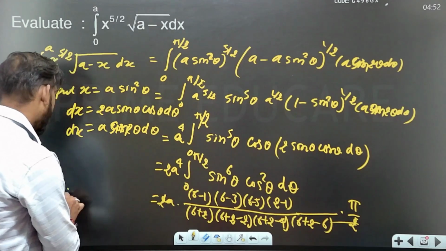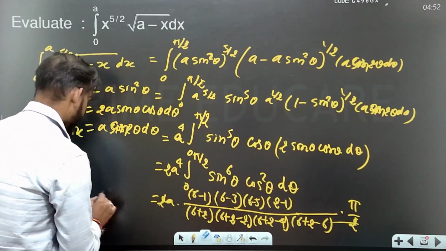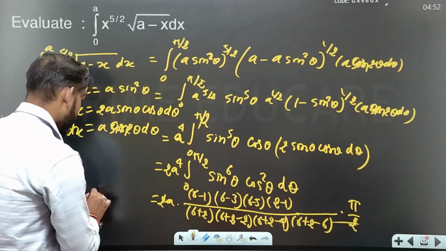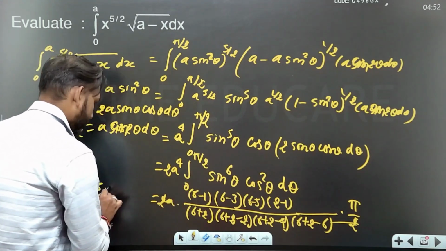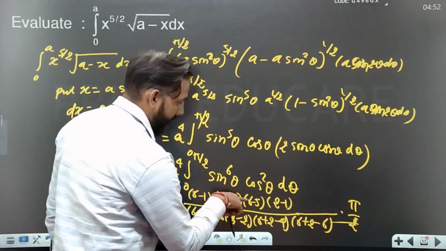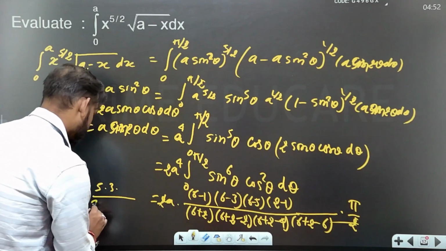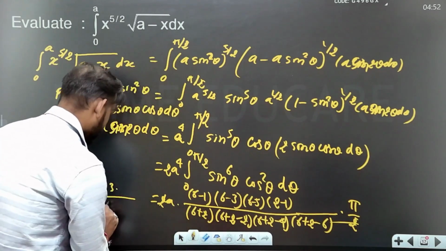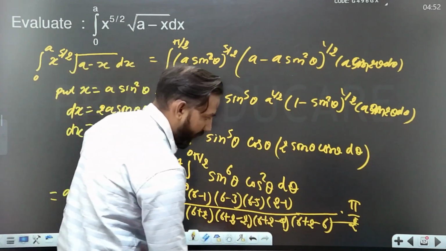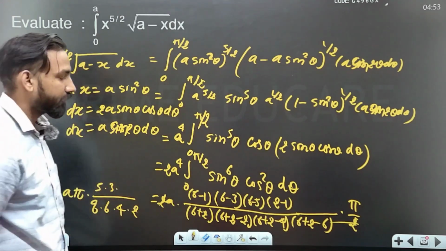A pi multiply by 6 minus 1, 5, a pi multiply by 6 minus 3, 3, and 6 minus 5, 1, which is no need to write, and 2 minus 1 is also 1. Okay, divide by 8, multiply by 6, multiply by 8 minus 4, 4, and multiply by 6 minus 6, 2, right? And this will be the answer of this integral, right?